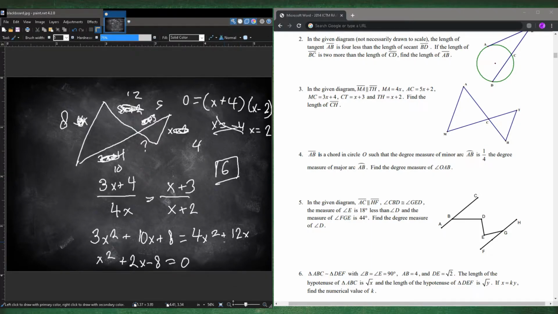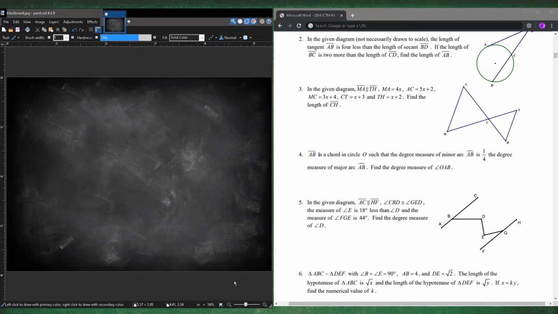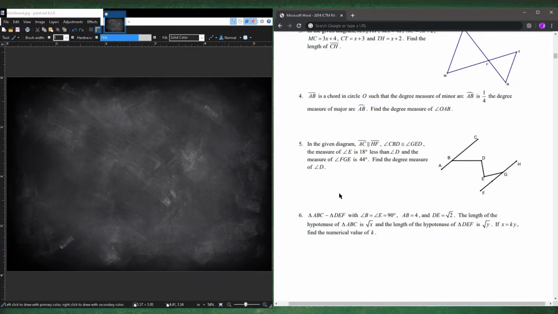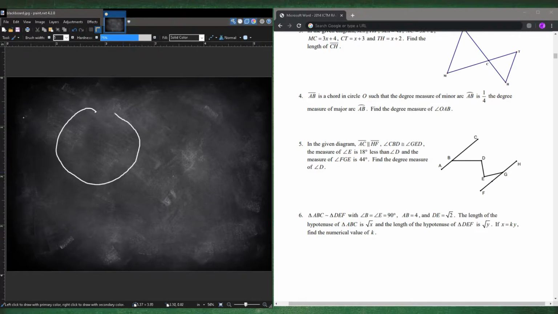So our answer for number 3 is 6. Basically, just that simple. Just a lot to keep track of. Number 4. AB is a chord of O such that the degree measure of minor arc AB is 1/4 the length of major arc AB.